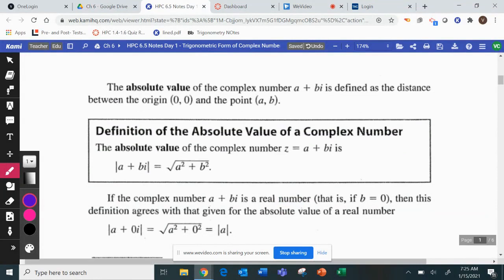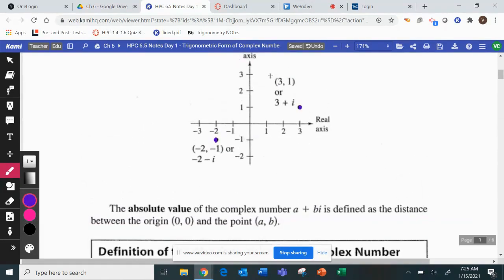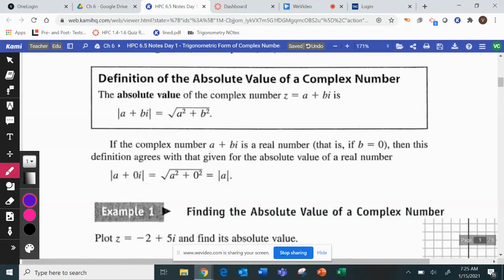The absolute value of the complex number a plus bi is defined as the distance between the origin and the point. So here is a formula for finding the absolute value. You'll notice that it is the Pythagorean theorem, or the distance formula.